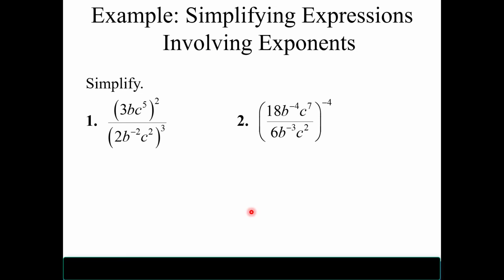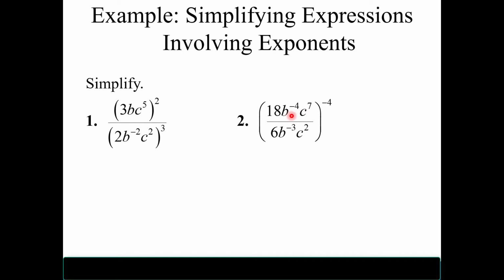Okay, in the second one, now it really benefits us to simplify this first and then deal with the exponent. So if we reduce, we end up with 3. Now here, we have to be careful about our rule because we end up with b to the power of negative 4 minus negative 3 and c to the 7th minus 2. And all of that's still raised to the power of negative 4. So the number is reduced to just 3 up in the numerator. And this becomes b to the power of negative 1.